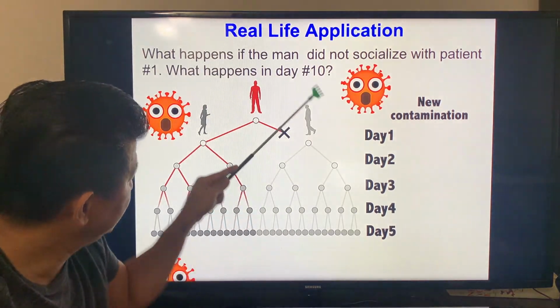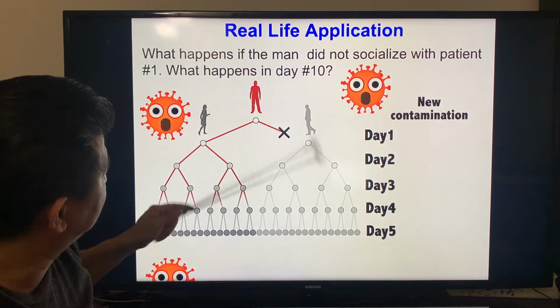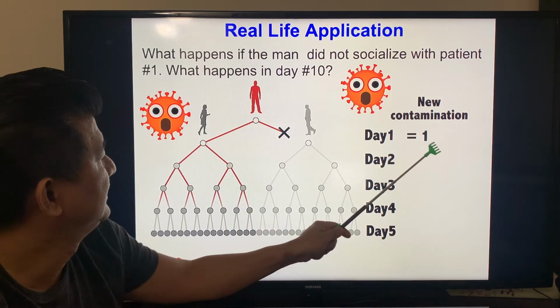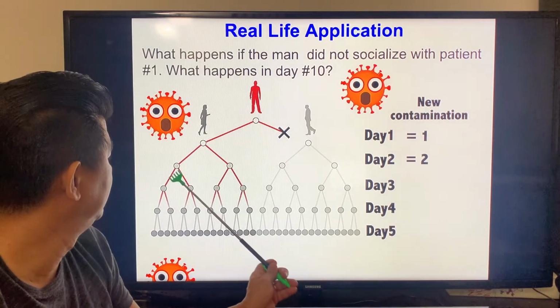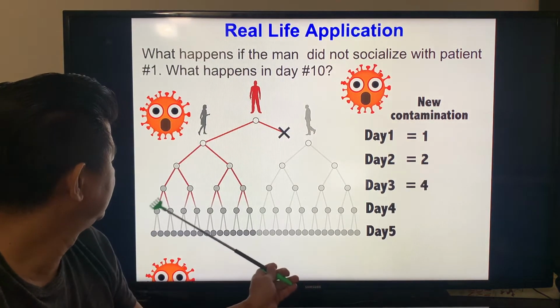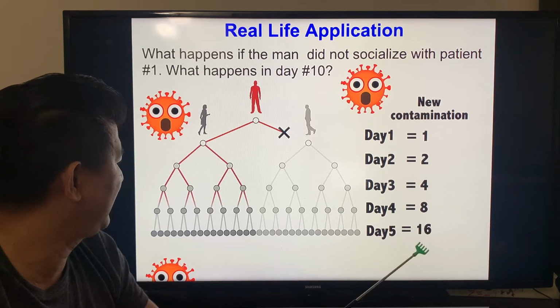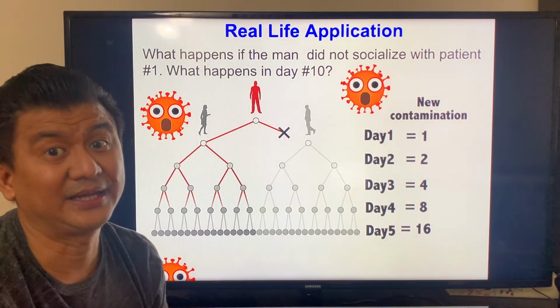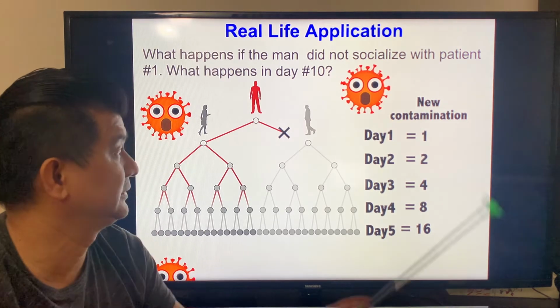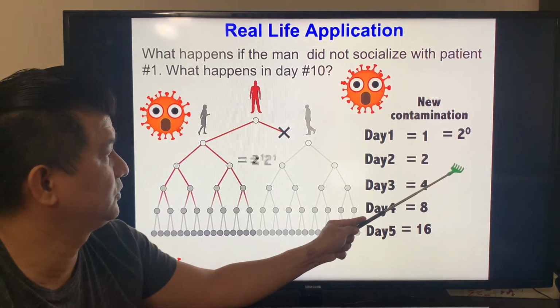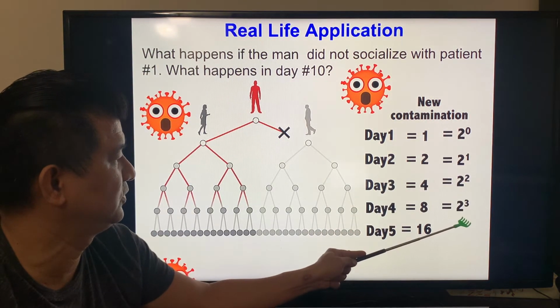So therefore, it has lessened the contamination. But for here, day 1, the result is 1 person. Day 2 will be this 2. Day 3 will be this 4. Day 4 will be this 8. And day 5 will be this 16. Write that again as exponents. Correct. 2 to the 0, 2 to the first, 2 to the second, 2 to the third, and 2 to the fourth.